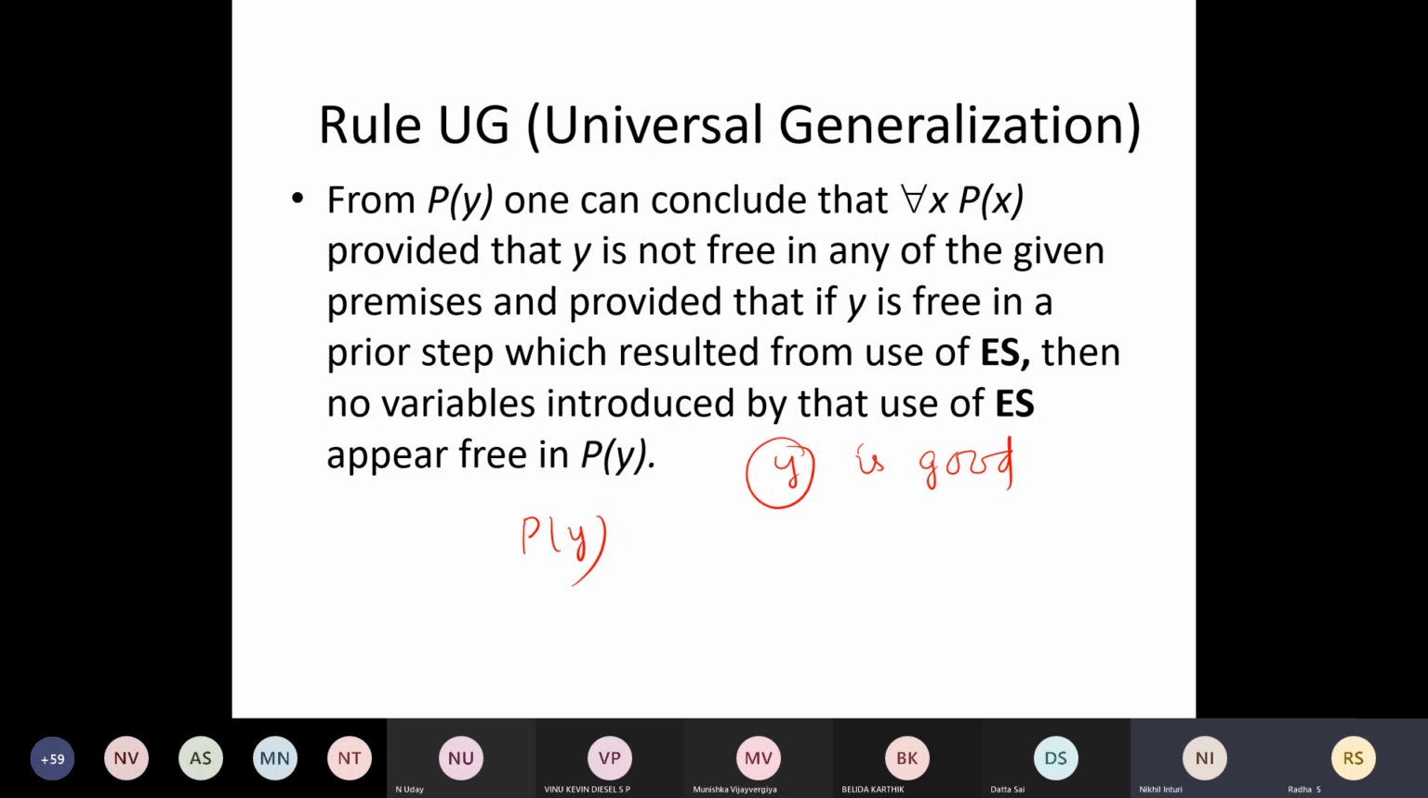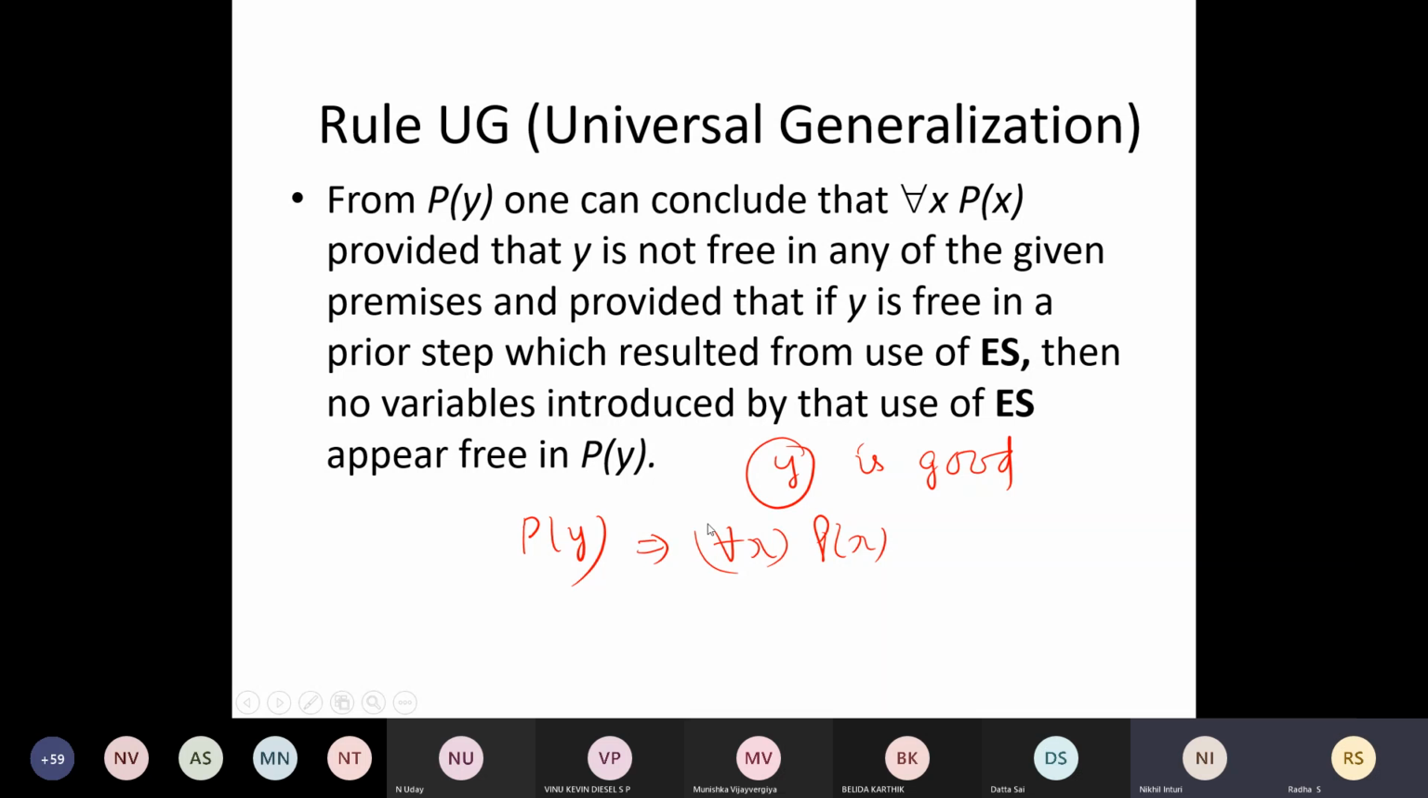So for a random value y, if P of y is true, for any value you are choosing, then I can say for all the values of x in the domain, P of x is true. This is possible only if y happens to be a randomly chosen value. So that's what they have given here: provided that y is not free in any of the given premises. It should not appear as a free variable.